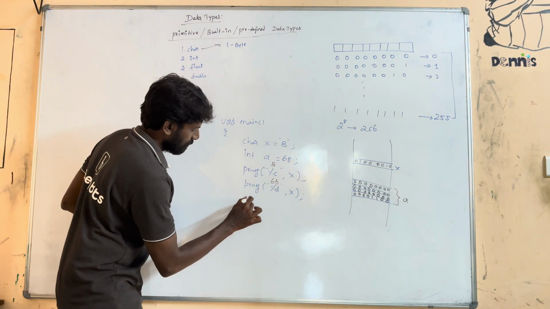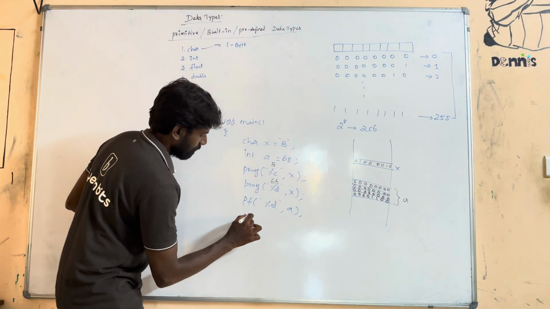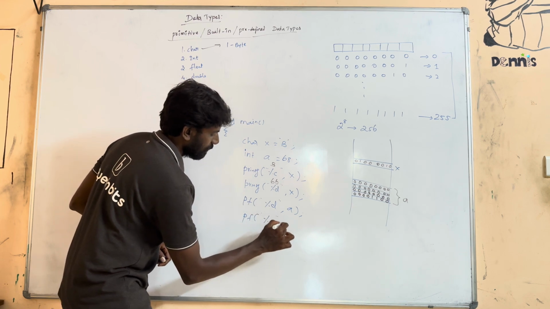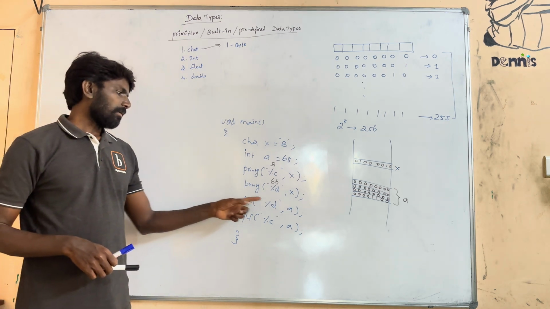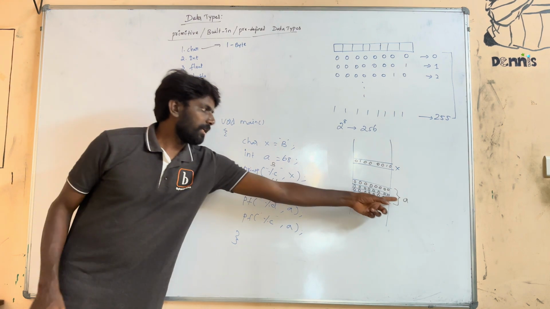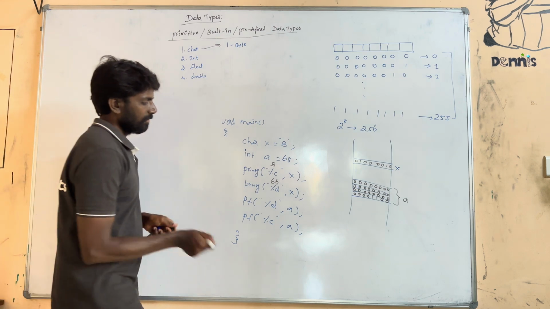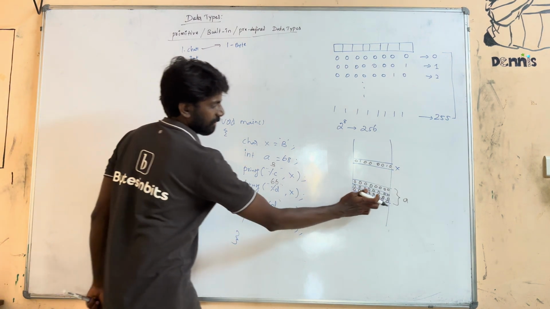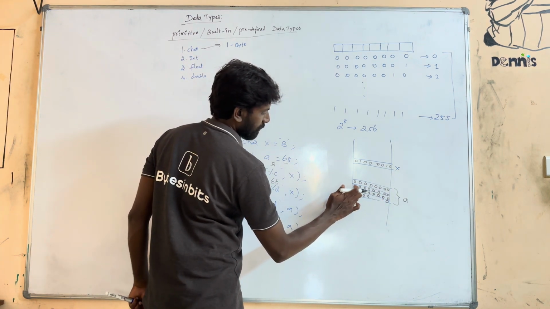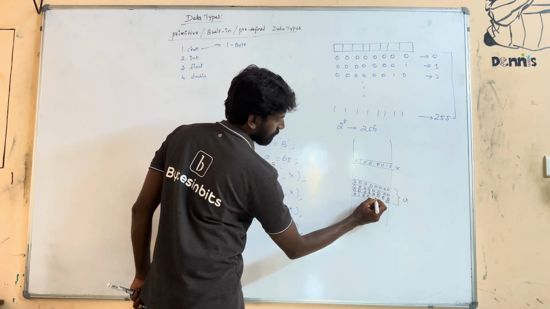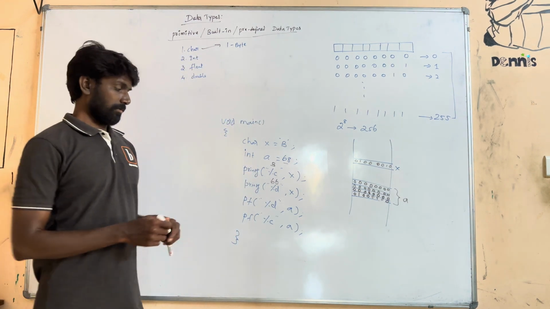Next, printf percentage d with a, and printf percentage c with a. For percentage d, a will be printed as a decimal number. What is the output? Here we are storing 68, which is 64 plus 4. So the output will be 68.